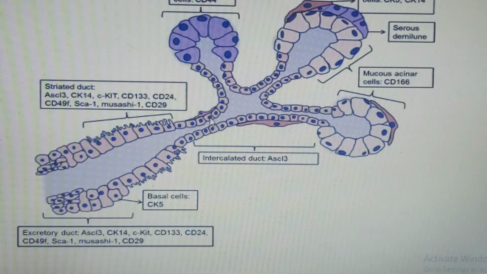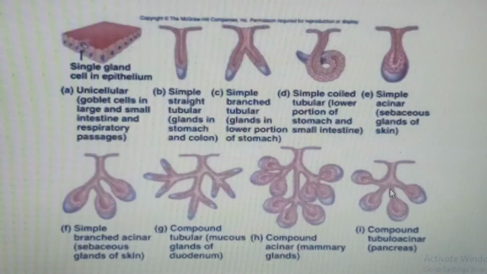Now we get into the striated ducts. They have sodium potassium ATPase activity, so that what will happen is that they take up sodium ions, or reabsorb sodium ions, and secrete potassium ions into the saliva. I've done these under the glandular epithelial tissue. Please go and visit that video to get more insight into this.